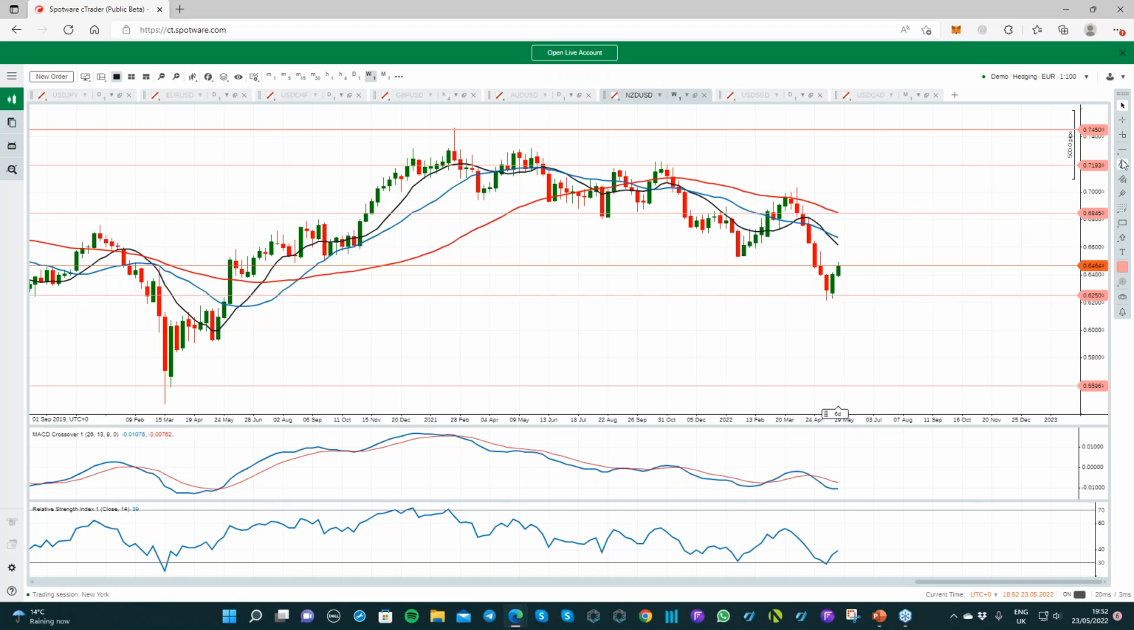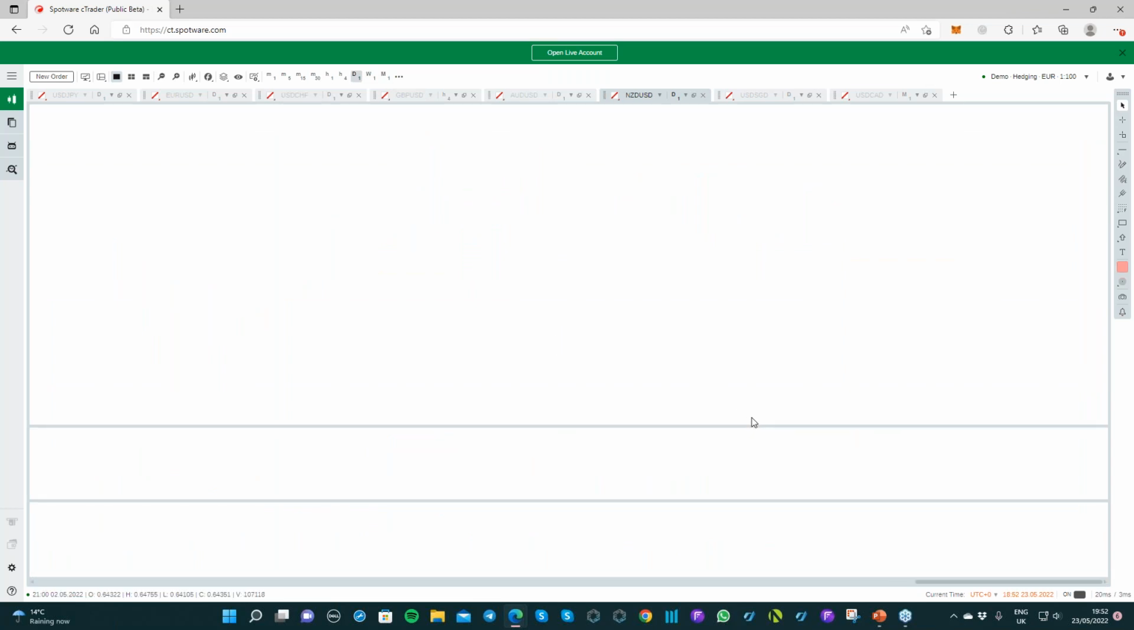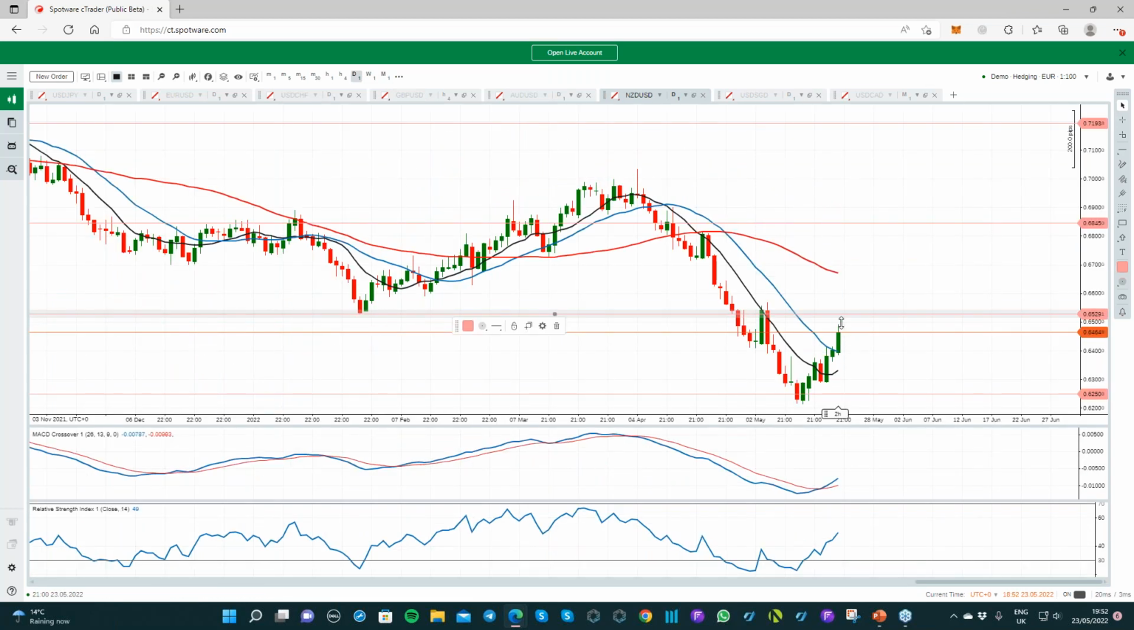Now I have got another level. So this is my previous low level here. It's been a little bit of a level of support over here. That is where I'm looking for price to potentially pull back to. So on my daily time frame, if price were to make it back up to that level, then I would be looking for some kind of reaction.